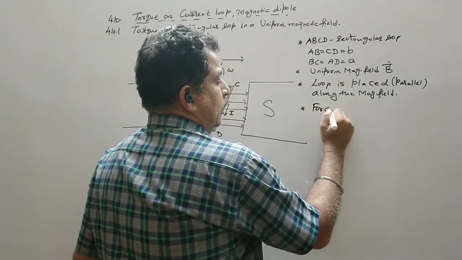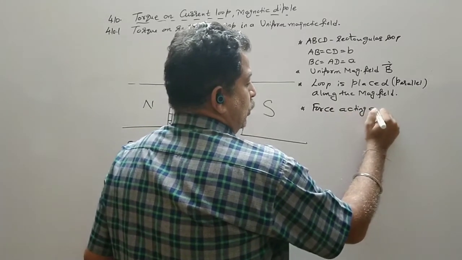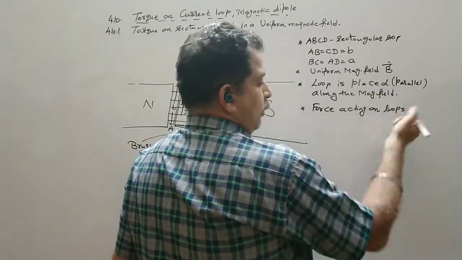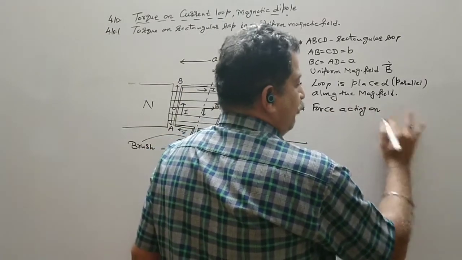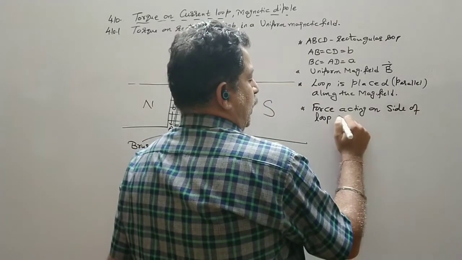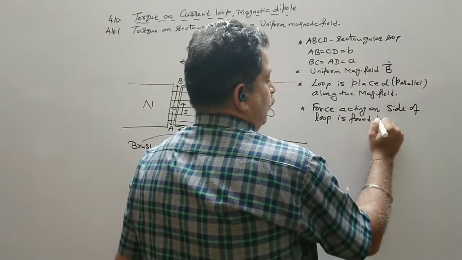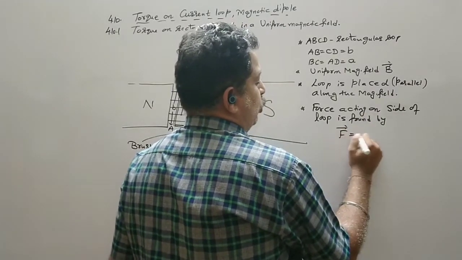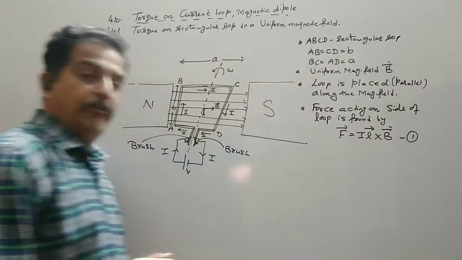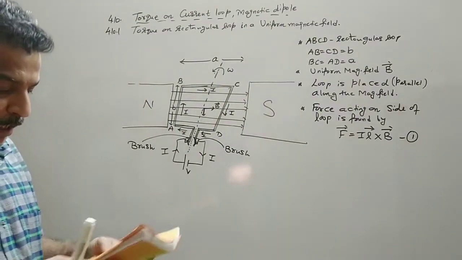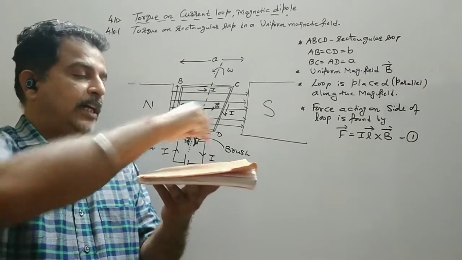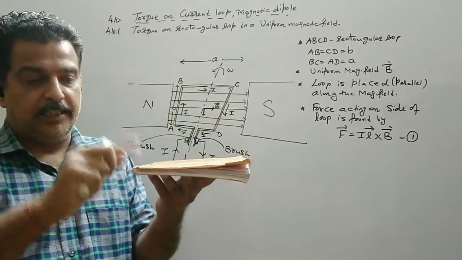So the force acting on the loop, or the force acting on the side of the loop, is found by the formula F is equal to I L cross B vector. This is the formula that we know. So we will try to apply the force on wire AB, wire BC, wire CD and wire DA.